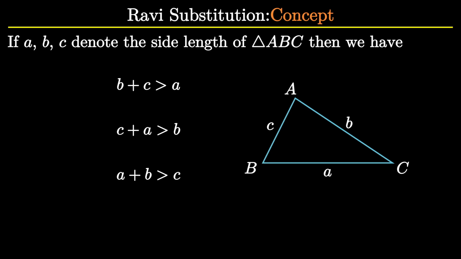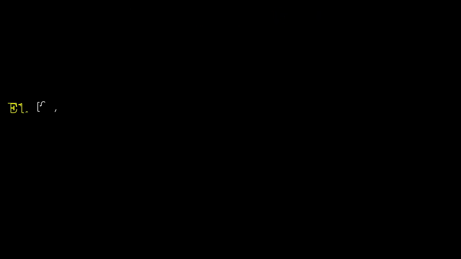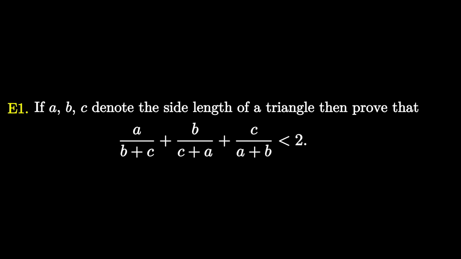If we are given some inequality to prove in terms of a, b and c, then we have to incorporate these 3 constraints, and believe me, they are not easy to deal with. Ravi Substitution is a savior here. By using Ravi Substitution, we can find another 3 equivalent constraints, and our new constraints would be very easy to deal with. To understand this technique, let's take an example. If a, b and c are the side lengths of a triangle, then prove that a over b plus c plus b over c plus a plus c over a plus b is less than 2.